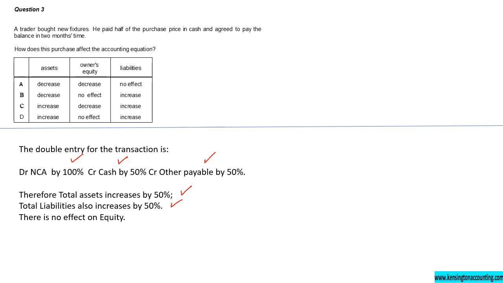Effect on equity. Now, equity is essentially capital, profit for the year, capital introduced, and drawings during the year. None of these balances, either the opening capital, or profit for the year, or capital introduced, or drawings for the year, is being affected by this transaction. Therefore, the effect on owner's equity is nil, that is no effect. Therefore, the correct answer is D.